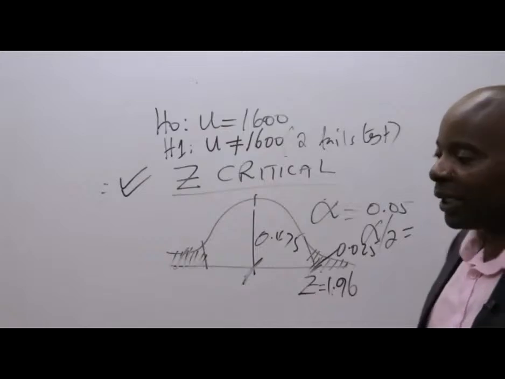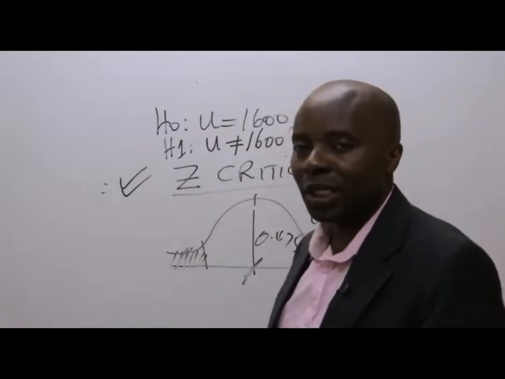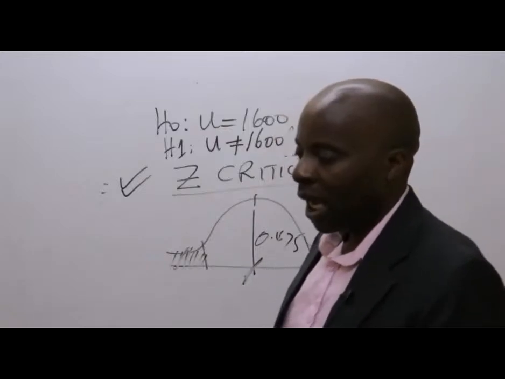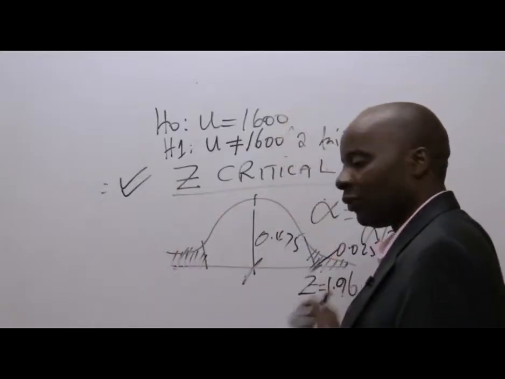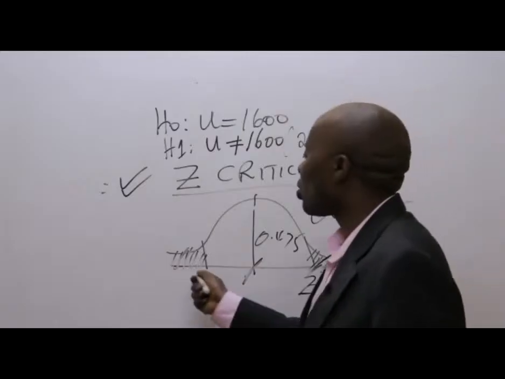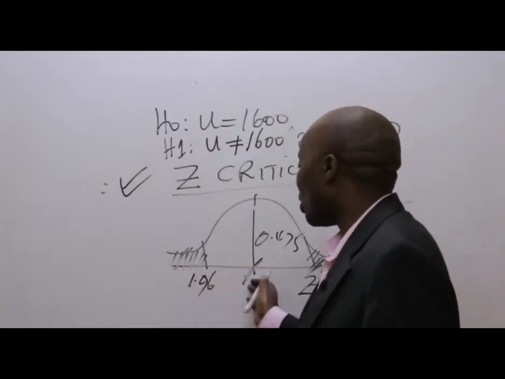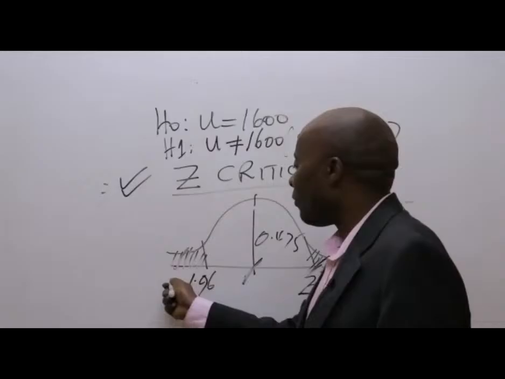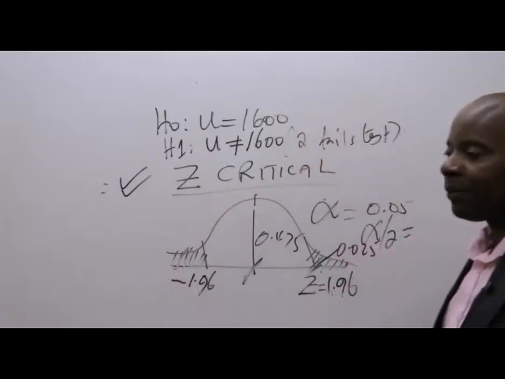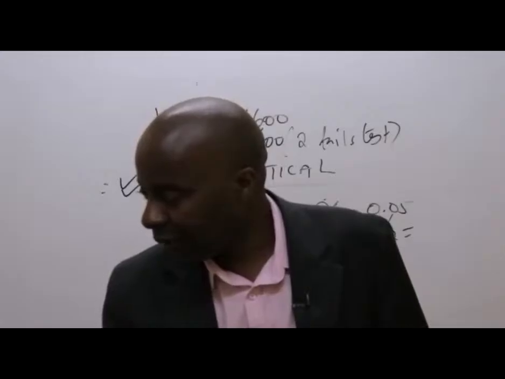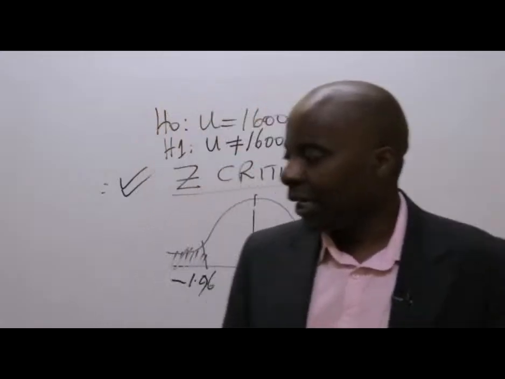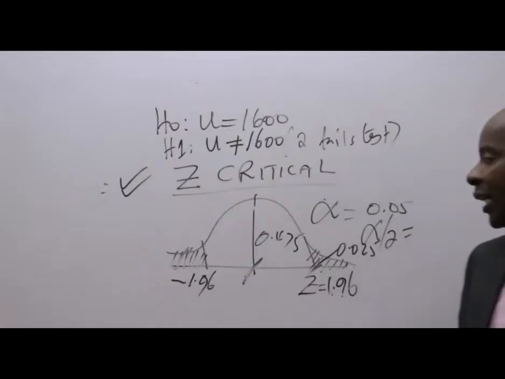Now, ladies and gentlemen, the moment we have that 1.96, listen to me very well. Unlike confidence interval, here I will have 1.96 positive on this side. On the other side, I'll also have 1.96, but because it's on the left-hand side of the mean, I have to come and put a negative there. So kindly put a negative there, and then that is it.